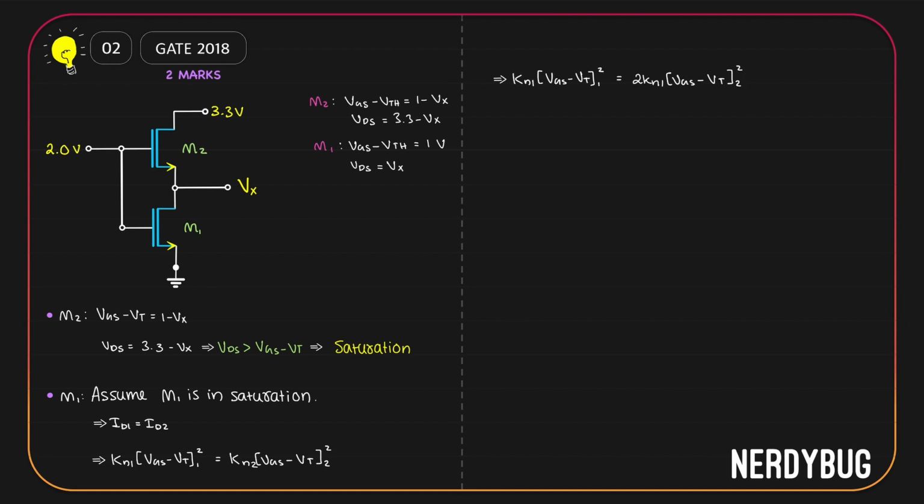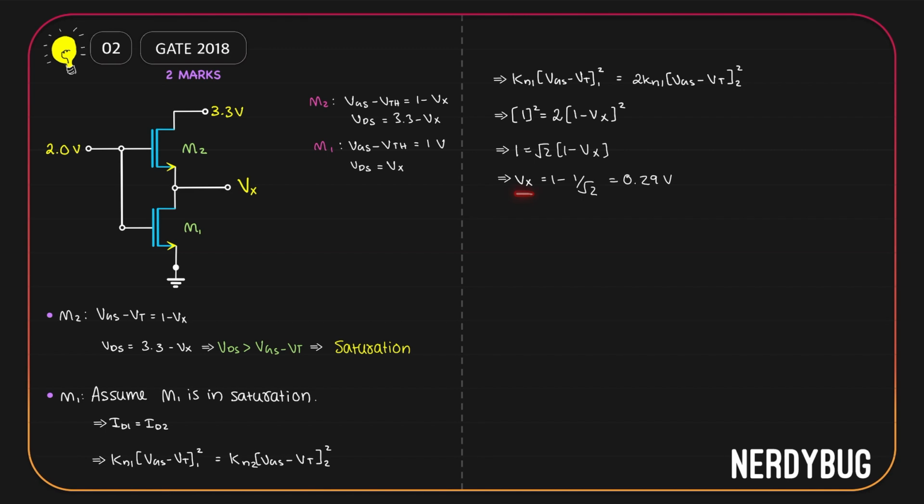So we can write Kn1 multiplied by VGS minus VT of the first MOSFET squared is equal to 2 Kn1 multiplied by VGS minus VT of the second MOSFET squared. Kn1 and Kn1 get cancelled. VGS minus VT for the first MOSFET is 1 volt. VGS minus VT for the second MOSFET is 1 minus Vx. So we get 1 squared is 2 times 1 minus Vx squared, or 1 is root 2 times 1 minus Vx. This gives us the value of Vx. It is 1 minus 1 by root 2, or 0.29 volt.